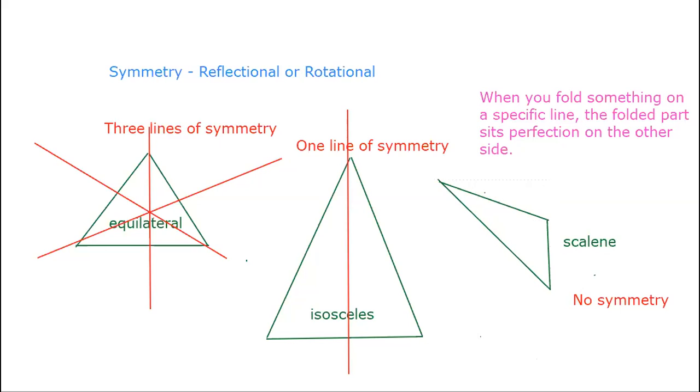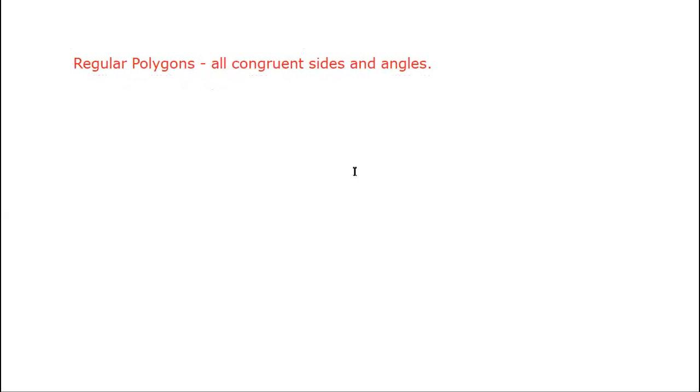Okay? All right. So let's talk about regular versus irregular polygons. Remember, irregular, they're just not regular. Regular polygons have all congruent sides and angles. Everything in a regular polygon is the same. So that would mean a square is a regular polygon. All sides and all angles are equal. How about a kite? A regular kite.